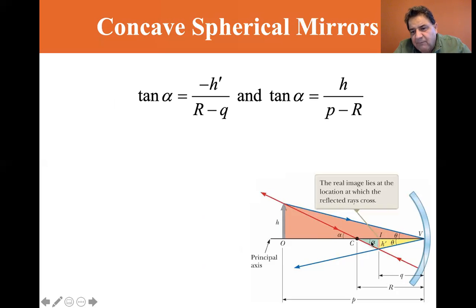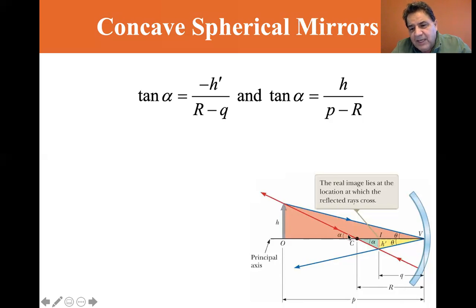Now we're talking about the little aqua, greenish aqua. I'm not very good at colors. My wife could tell you exactly what color that is. But it's minus h over r minus q, and again minus h because it's negative. And tangent theta is also equal to the large H over P minus R. Now, which is, I'm sorry, tangent alpha.